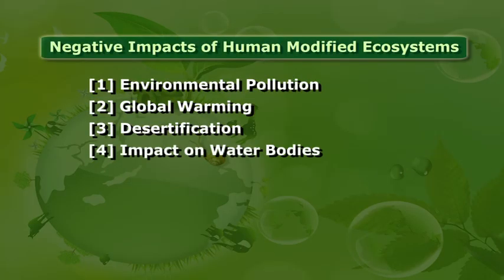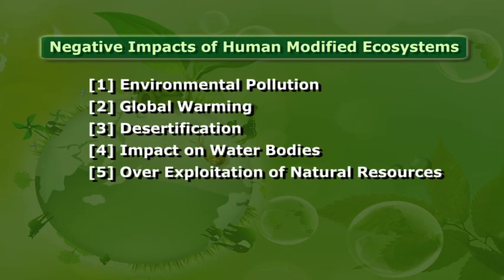Fourth, impact on water bodies. Rivers, lakes, ponds, estuaries and oceans are being extensively abused and suffering from the problem of water contamination. These water bodies are being utilized for disposal of industrial effluents and all other kinds of waste pollutants. Fifth, overexploitation of natural resources. Due to rapidly growing population, overexploitation of natural resources is occurring, which has reduced the productivity of natural ecosystems.